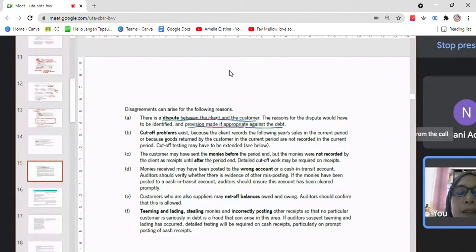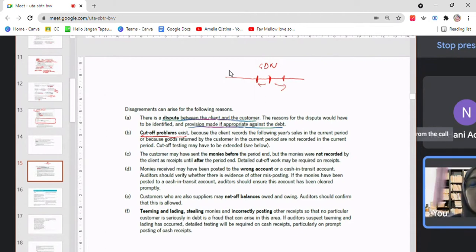So this is also about cut-off. For items on the GDN, goods dispatch note, it may happen before or after the year end. So you have to look at the cut-off tax. The customer may have sent the monies before the period end, but the monies were not recorded by the client as received until after the period end.